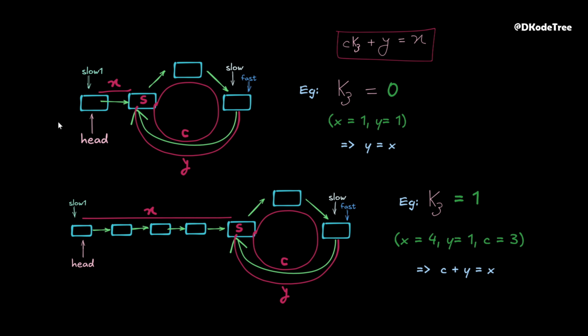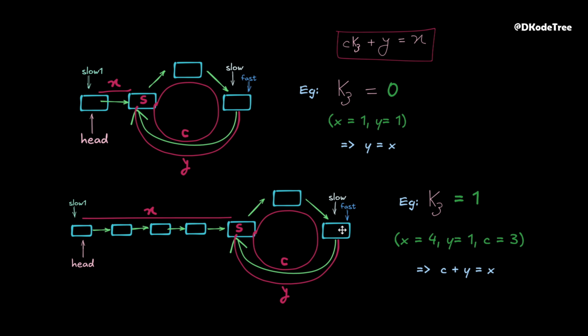To make it more clear, I have also added these two examples. The first one is an example of the case where k3 is equal to 0, and we can easily verify that both x and y are at one step distance from the start node of the cycle. So that implies x is definitely equal to y. And the second one is an example of the case where k3 is equal to 1. From the diagram, it's clear that the length of the cycle c is equal to 3 and the length x is equal to 4. And if you simulate the slow and fast pointer movement on this example, you will find that this is the intersection point, and from here the distance y is equal to 1. And if you fill up these values in this equation, you can easily see that this equation still holds.